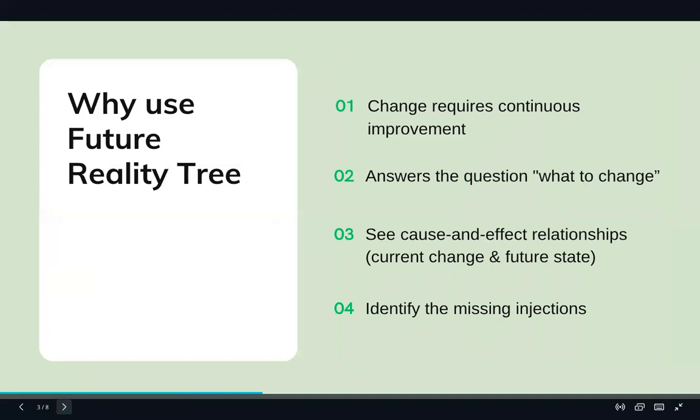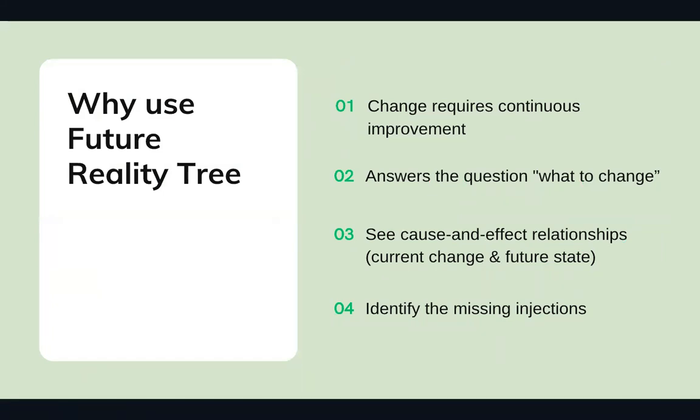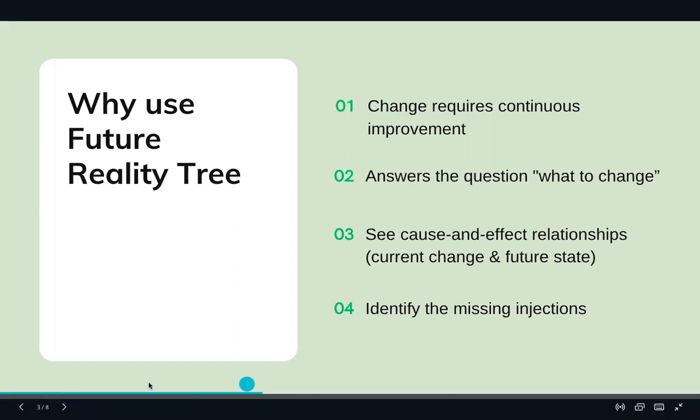Now, the question lies as to why we need to use the future reality tree. The process of change is not done instantly and requires continuous improvement. With that, FRT answers the question of what to change, which highlights the cause and effect relationships between the changes that will be made and the desired future state. It is evident that using FRT is essential to identify the missing injections and elements which are needed to achieve the desired outcomes.